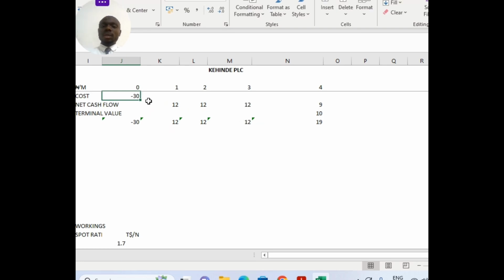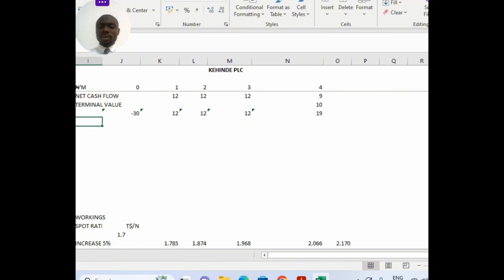Now, when I sum this up together, don't forget that all these are in TS. We've not converted this yet. All these things are in TS. Now, what we should do is to bring the exchange rate.